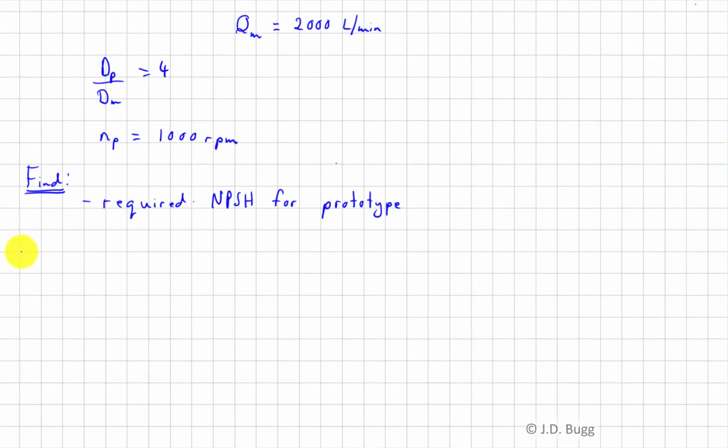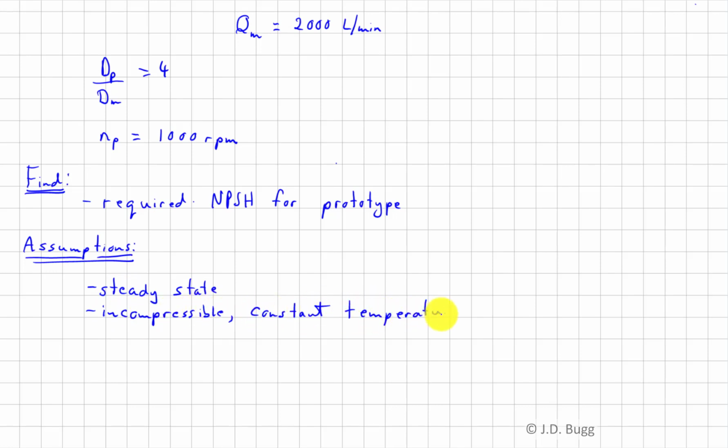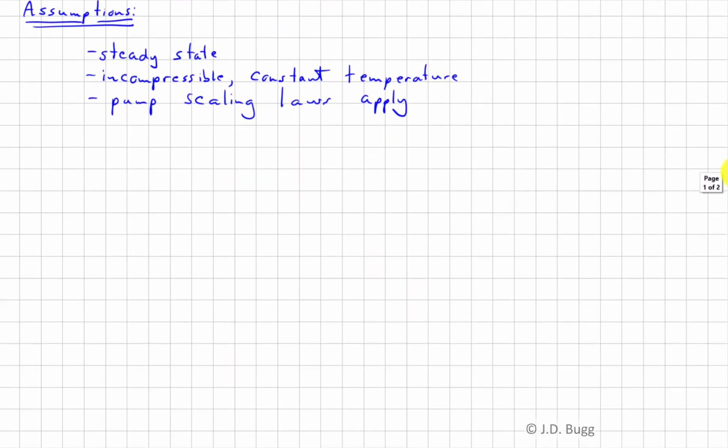So we'll list our assumptions. The assumptions we'll be making are steady state, incompressible, constant temperature, and that the pump scaling laws apply. Now for the analysis. We'll begin by looking at the model, and in particular we'll use the definition of NPSH to calculate the NPSH requirements of the model.